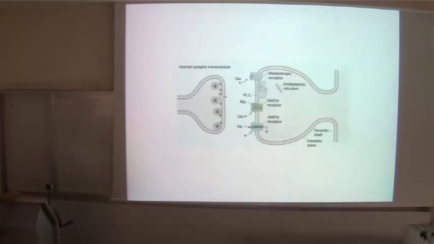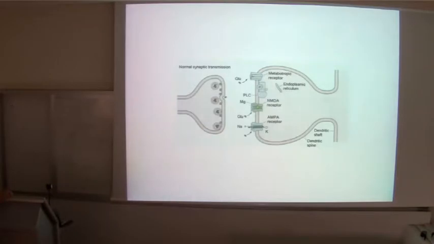AMPA is a receptor for glutamate. Glutamate binds to the receptor, and then sodium and potassium get in and out. The permeability to sodium and potassium is changed, but there's more sodium coming in than potassium out, and the net flow is actually a positive charge into the inside of the cell, and the cell is depolarizing.